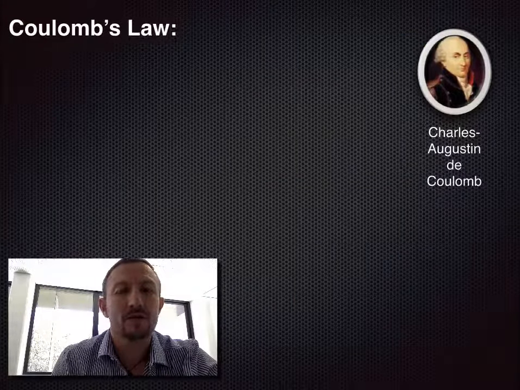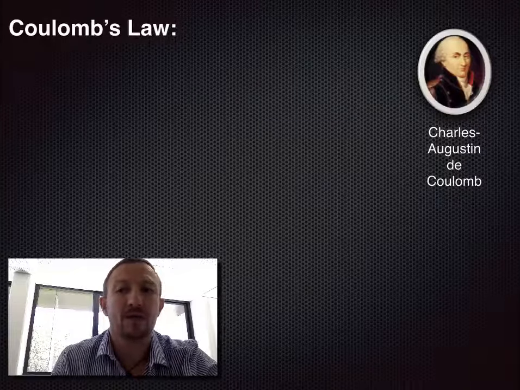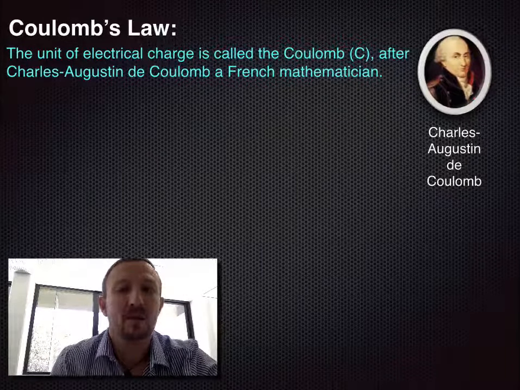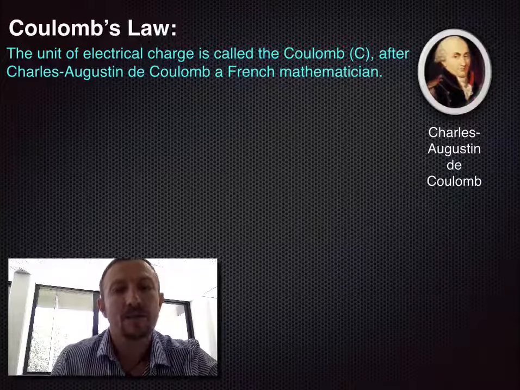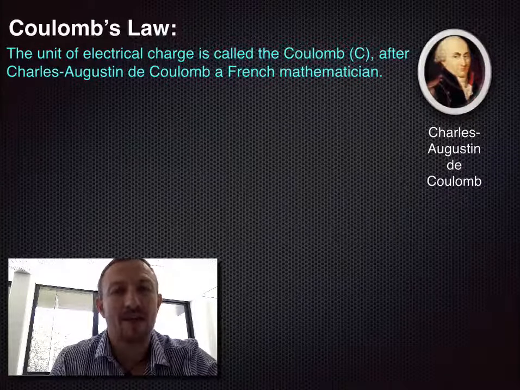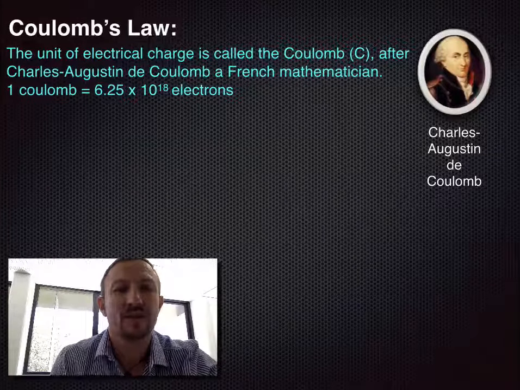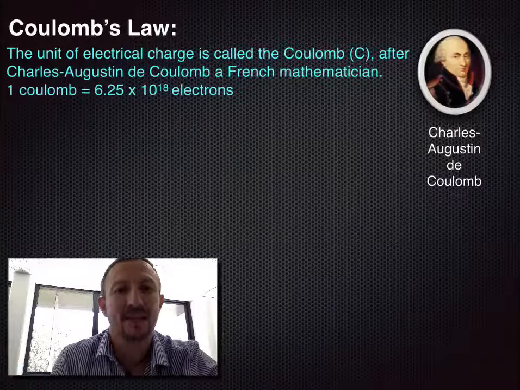Now Coulomb's Law was basically a law put forward by Charles Auguste de Coulomb. He was a French mathematician who worked with static electricity. As a result, his surname was given as the main unit for charge. Now 1 coulomb is equivalent to 6.25 times 10 to the 18 electrons.